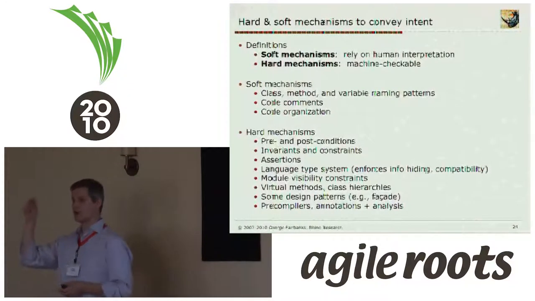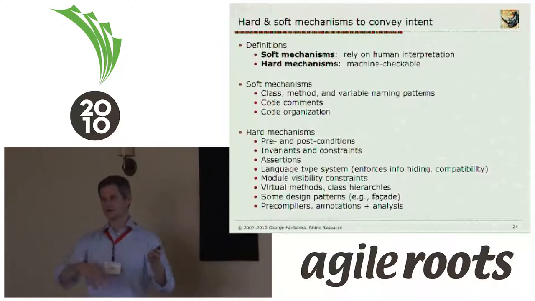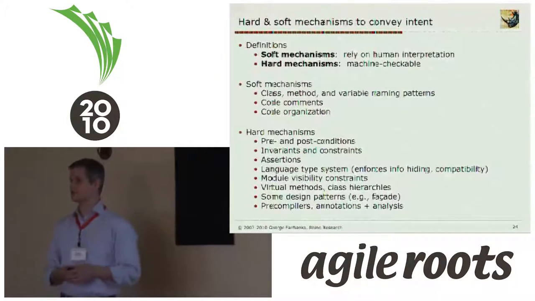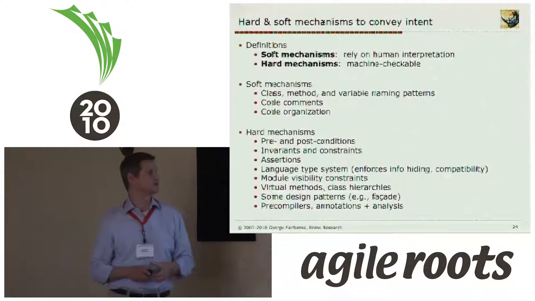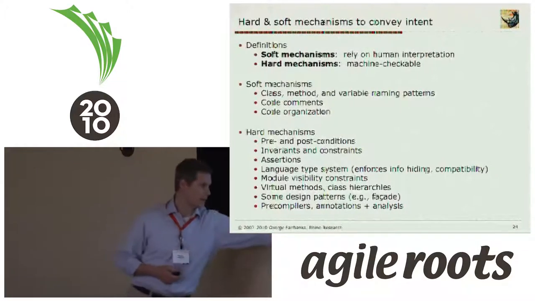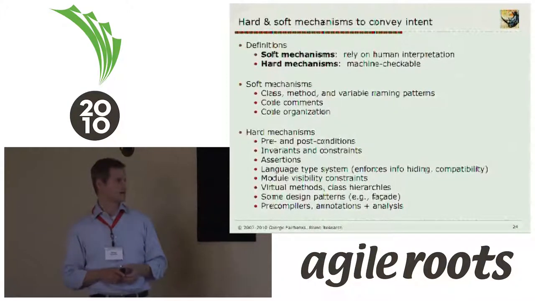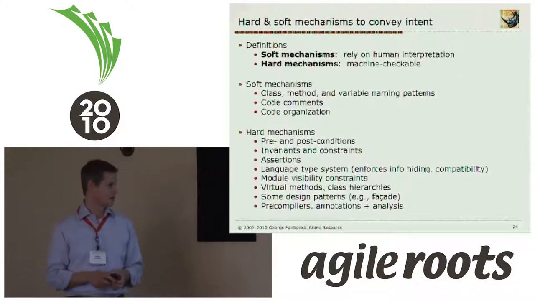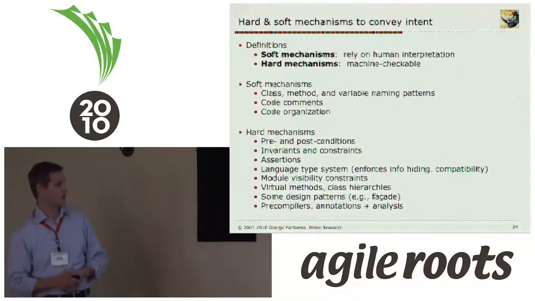In the new one, you put annotations in the code, right? Now, what checks the annotations? There's some sort of compiler that runs through, checks the annotations, and then binds everything up for you, right? So there's a hard mechanism that causes that stuff to work. Other examples of hard mechanisms are things like pre and post conditions, if you have something that checks them, assertions, the language type system that doesn't let you put strings inside of integers, unless you program in a language that lets you do that. Design patterns like facade work like this and so forth. Pre-compilers and so forth. Okay, those are all hard mechanisms.